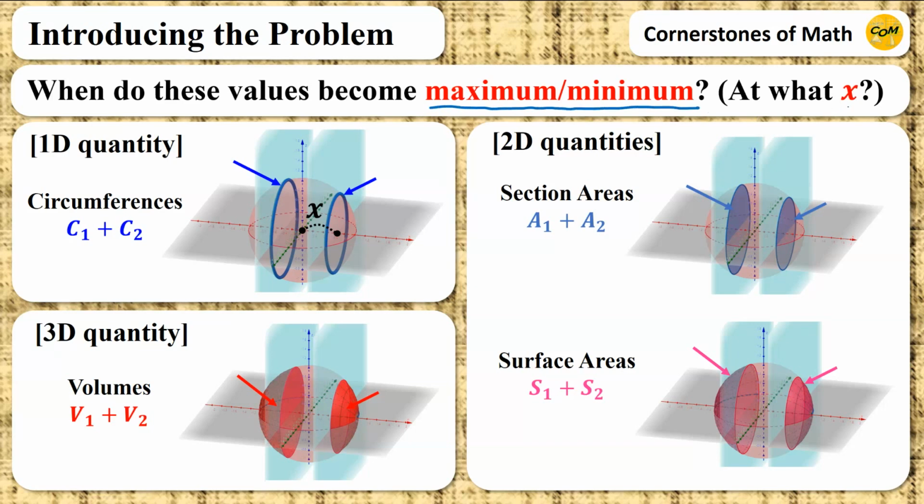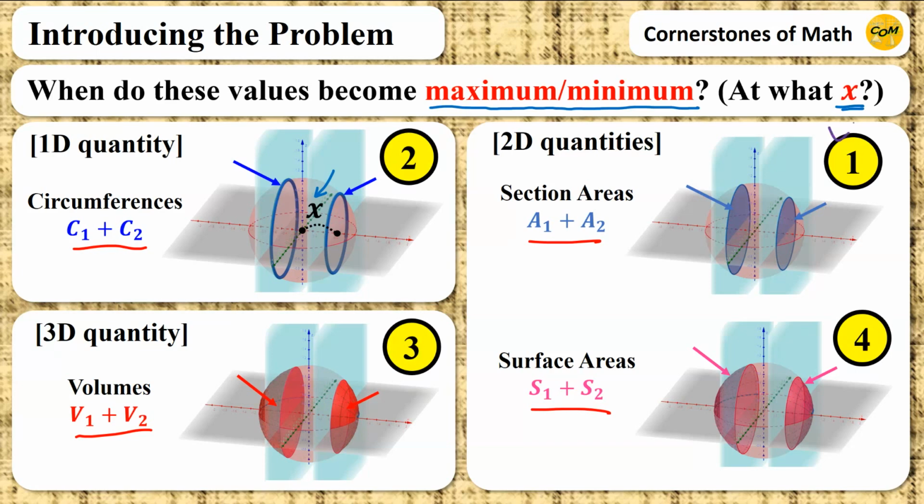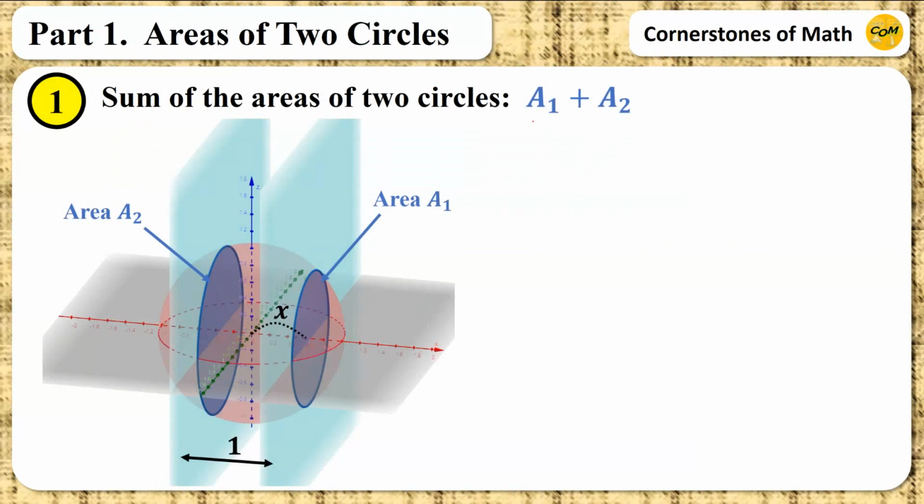That is, at what value of this x, which changes from 0 to 1, do these four quantities become maximum or minimum? I am going to tackle this problem, and actually I am going to tackle the problem in this order, because I just think that the math becomes more advanced and more involved in this order, and for no other particular reasons. So let's first take a look at the area of two circles A1 plus A2.